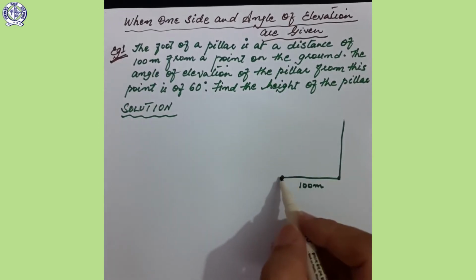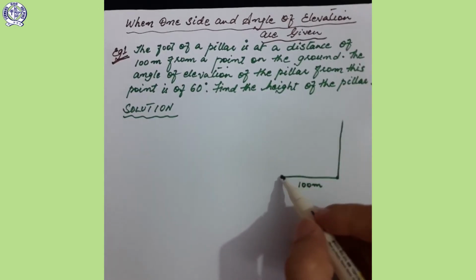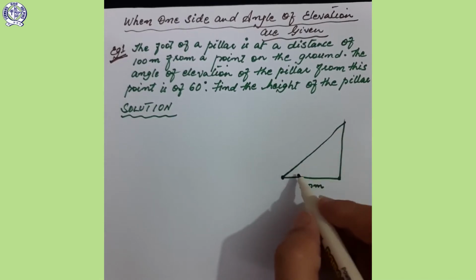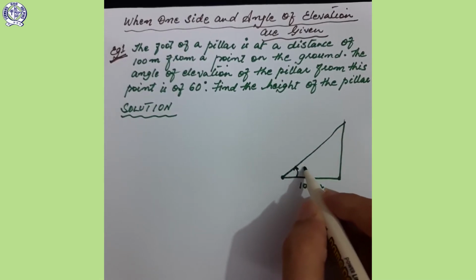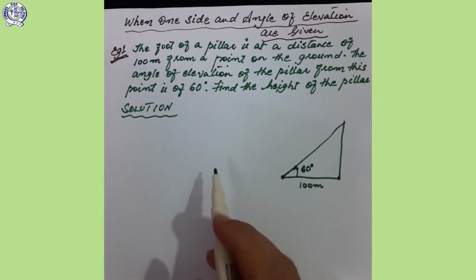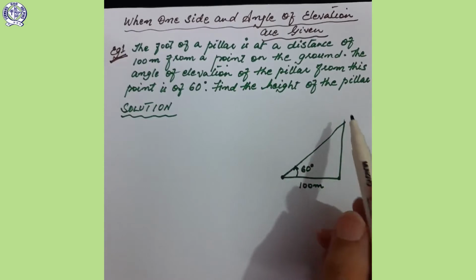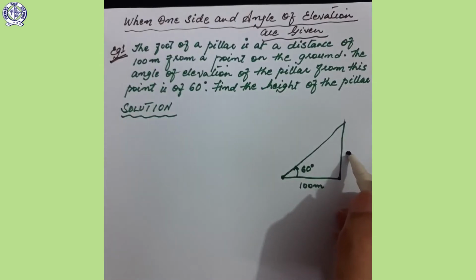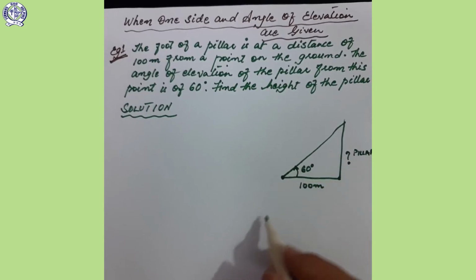So this is the point. From here angle of elevation is 60 degrees, so you will make 60 degree. So this is angle of elevation 60 degree. Now what you have to find is the height of the pillar. So this is the pillar, and the height of the pillar you are going to find.